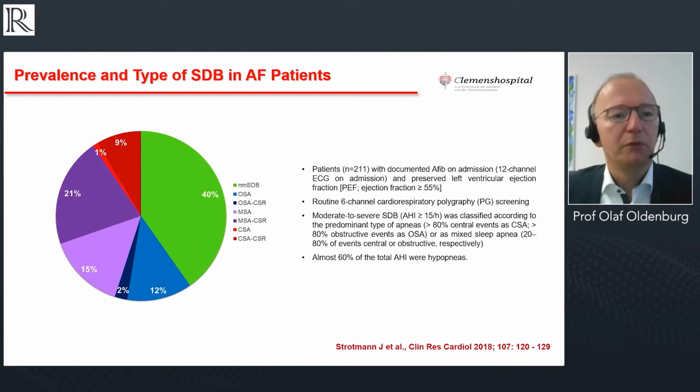The main thing we found here is that 40% of these patients had no or only mild sleep disorder breathing. Looking in detail, we found only 12% having pure obstructive sleep apnea. Pure obstructive sleep apnea meaning that more than 80% of the events were pure obstructive, and only 9% were pure central. But 21% of these patients had some type of mixed sleep apnea. So I think it's worth at that point not only talking about pure obstructive sleep apnea, but we also have to take care of the mixed apnea and in some cases of the central sleep apnea.